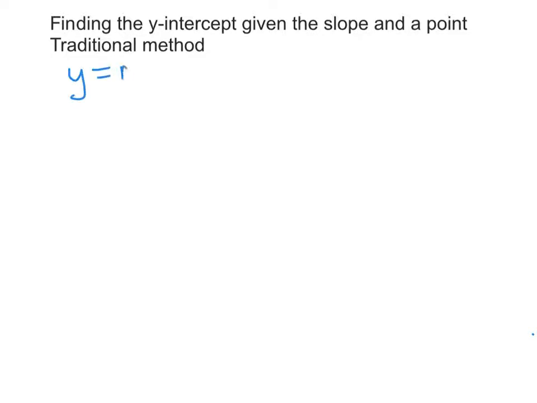Y equals mx plus b is what we're looking for. We're assuming that we're given a point and we're given the slope. So for an example, let's say that they say, hey, the line is going to go through (10, -1). That's a point that the line goes through, and let's say that they tell you that the slope is -1/2.